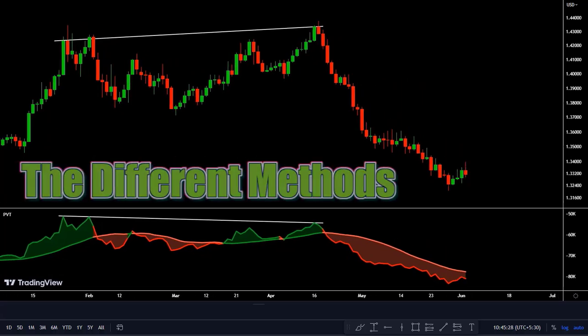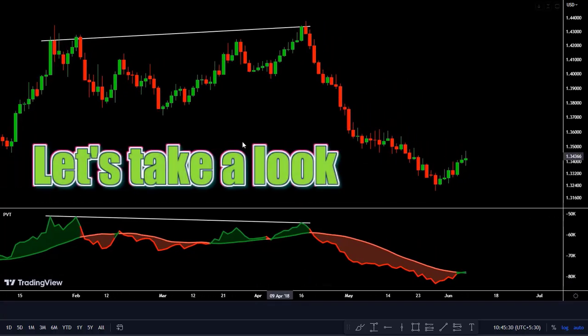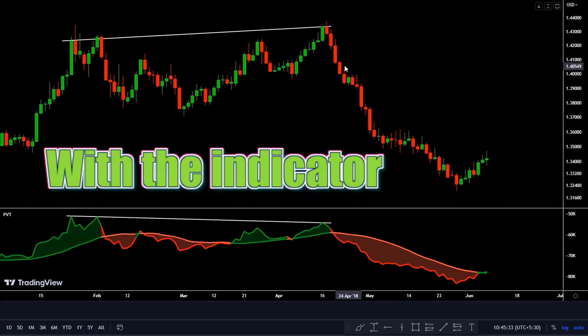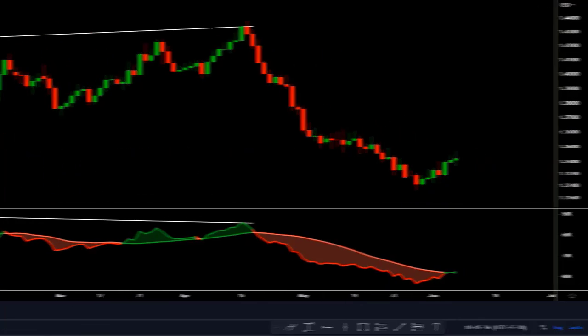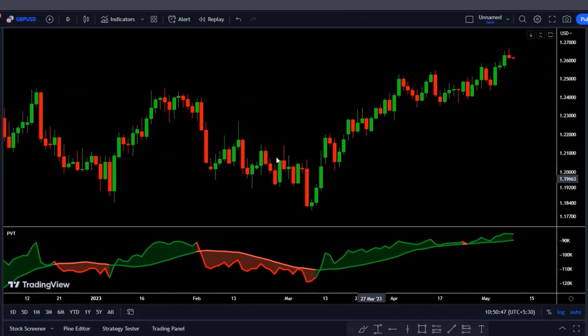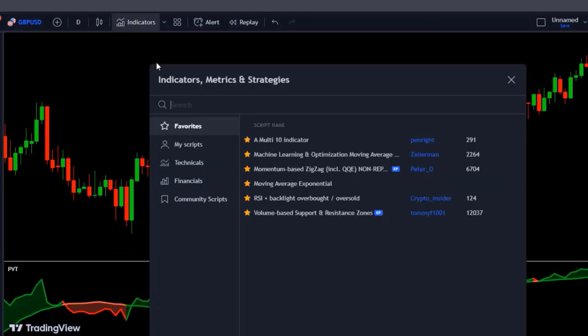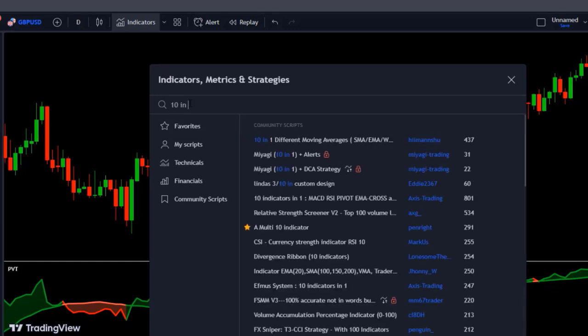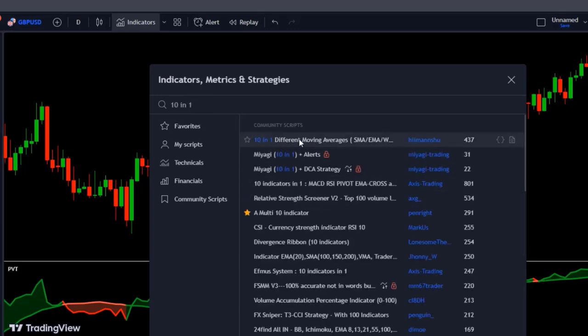Now that we know the different methods of reading the indicator, let's take a look at how we can enter into positions with the indicator. Let's first add some extra indicators to the chart. To complete the strategy, head over to the Indicator Search tab and search for the 10 Moving Averages indicator. Select the indicator made by Himanshu and add it to the chart.